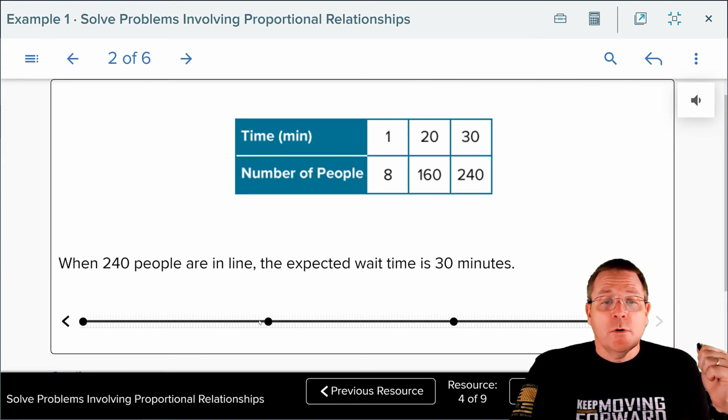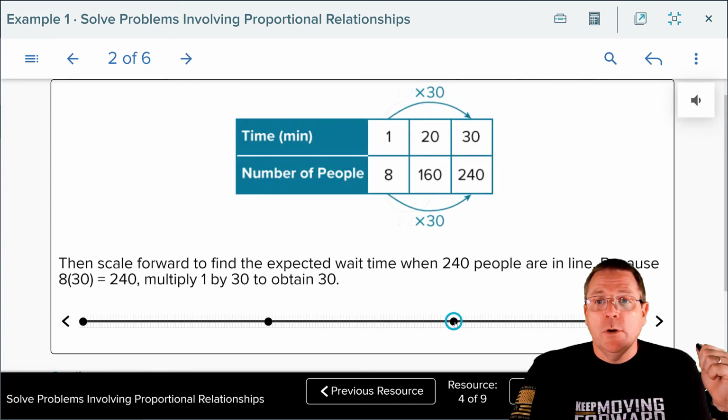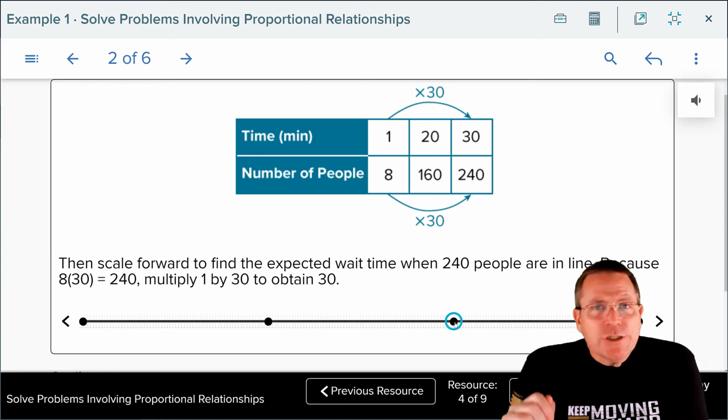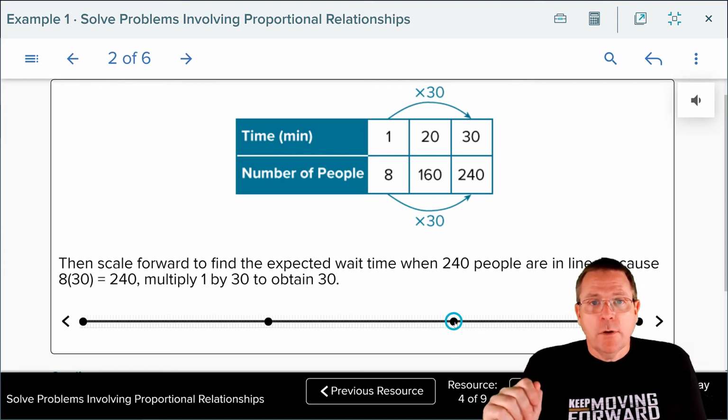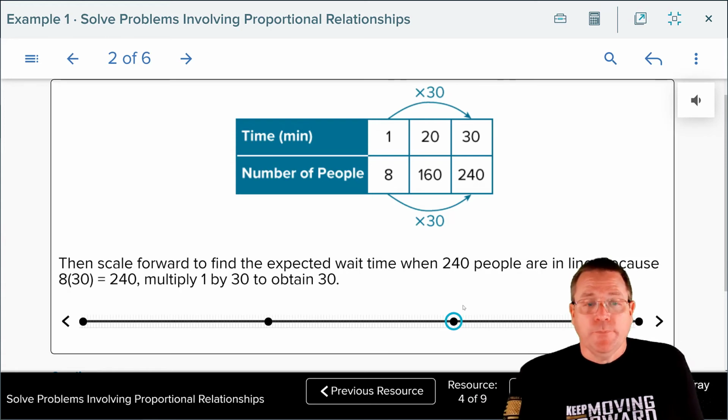That is showing your work, folks, where you did your loop-de-loops going back, where you do your loop-de-loops going forward. You can't just fill out the table. If you're working on the table, I need to see the loop-de-loops. I need to see what you're dividing by. I need to see what you're multiplying by to justify your answers.